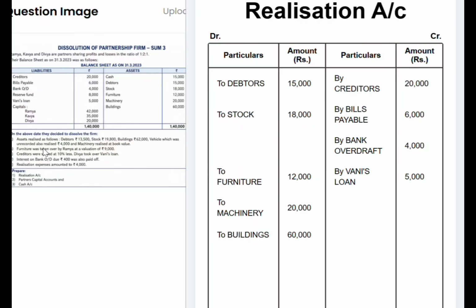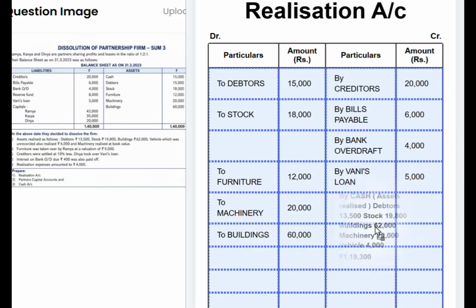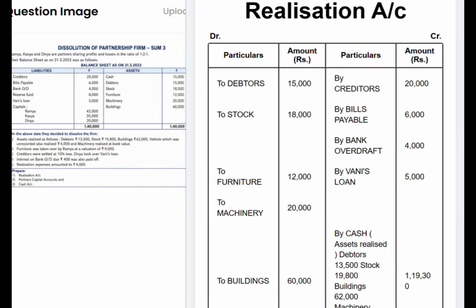Now in the adjustment we have seen that the assets are realized. So the assets realized are given in the adjustment. So assets realized are like assets sold. So we are receiving the cash. So it will appear on the credit side of the realization account as by cash account. That is the assets that are realized.